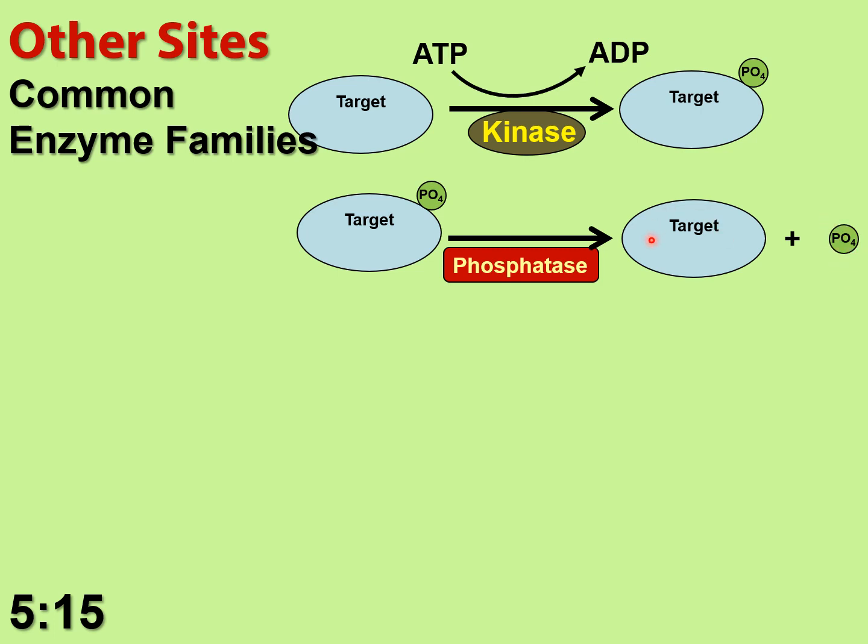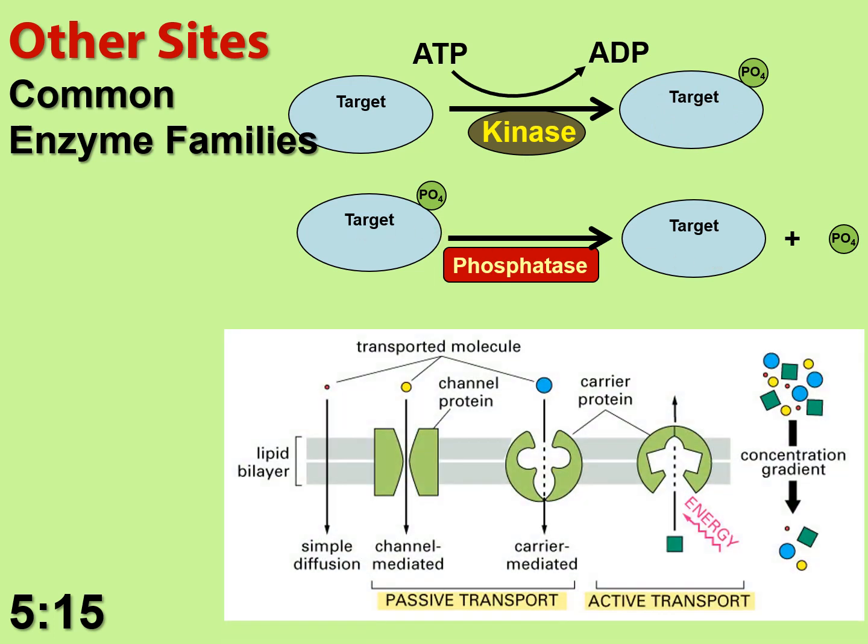But this is sort of like a molecular on-off switch or a molecular modulator: when we phosphorylate a target, it will change its behavior, and we can reverse that by dephosphorylating it. Some other common enzyme families, not only including what we talked about, ionotropic receptors, but we also have carriers out there, and there are other enzyme families that drugs can and do target.